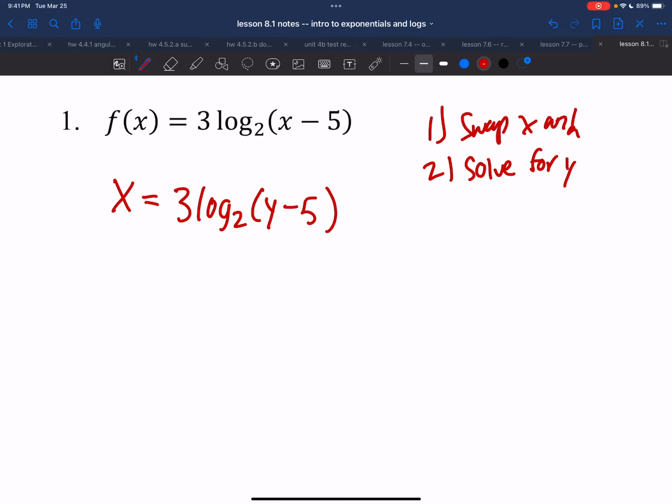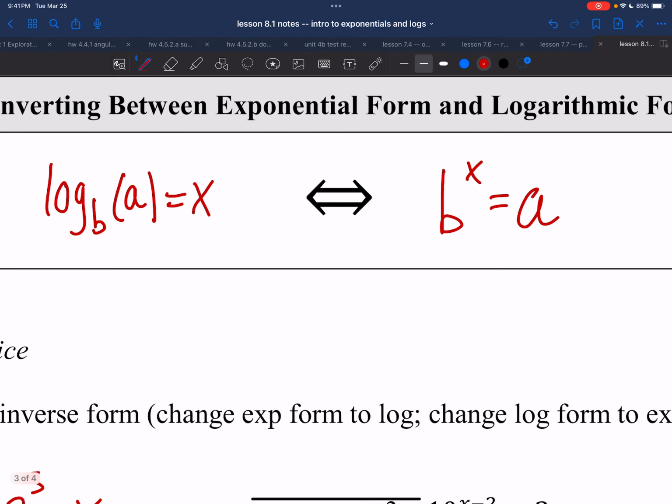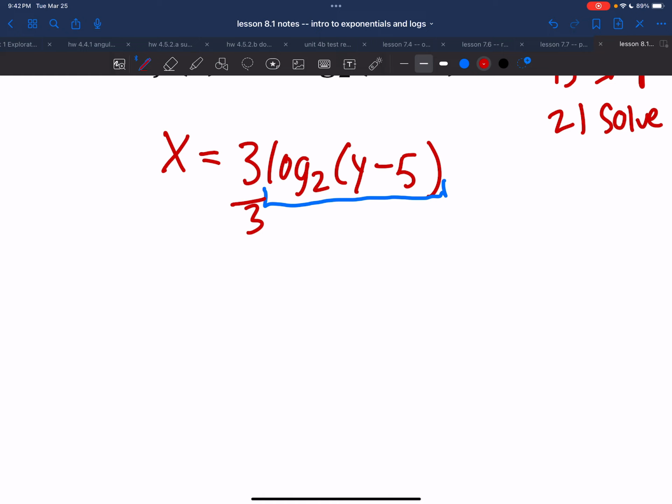But the goal is to solve for y, or isolate y. So how are we going to do that? Well, the first thing you would do is get the logarithm alone, because in order to change a logarithm to exponential form, the logarithm has to be alone. All you want is the base and argument. But you need to have your base and argument, and there's no coefficient, there's no power, there's no plus 7 at the end, right? It's just the logarithm alone. So how do I isolate this? Well, I divide by 3.